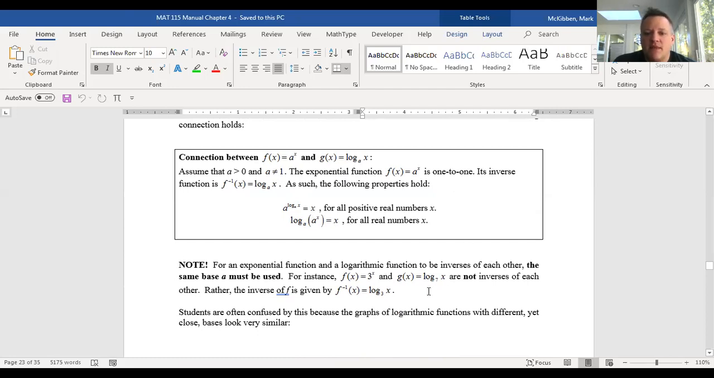The thing is, you have to make sure that the base a and the log base are exactly the same, right? So for instance, I can't claim that 3 to the x and log base 7 of x are inverses. They're very close to being inverses, but they're not identical. And so you have to make sure that you're applying the log with the same base to get rid of an exponential and vice versa.